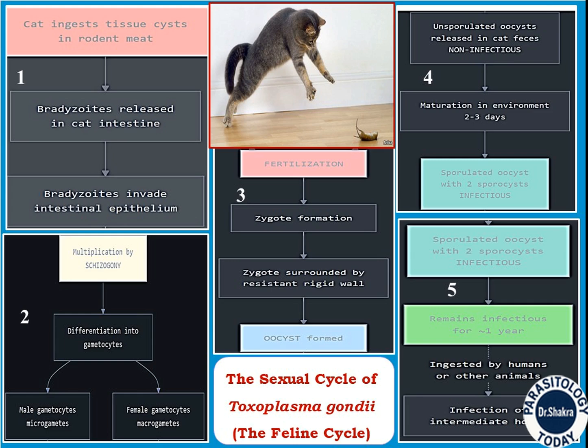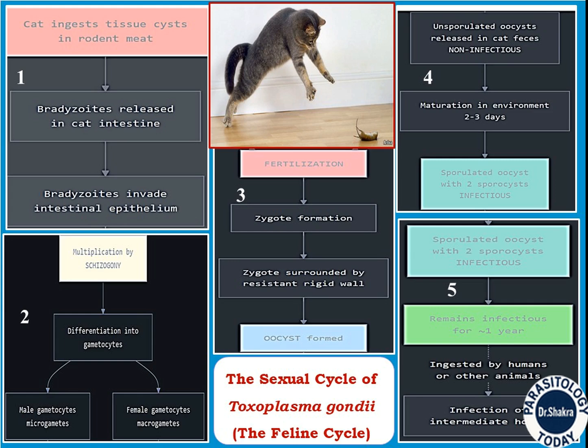Step 3. Fertilization and oocyst formation. When the gametes fuse, fertilization occurs, forming a zygote, which develops a rigid wall, the oocyst. Step 4. Shedding and maturation. These oocysts are shed in cat feces. At first, they're unsporulated and non-infectious. They need 2 to 3 days in the environment to mature. Once sporulated, they contain infectious sporozoites and can persist for up to 1 year in soil or water.